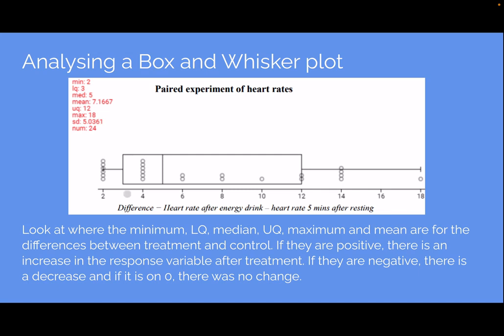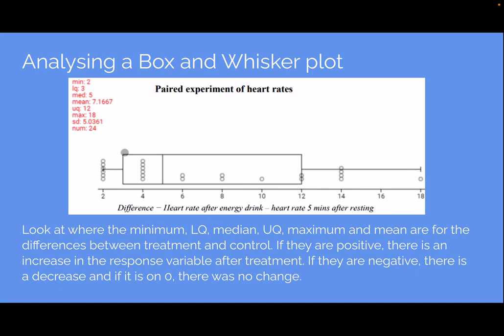in your control. Then you've got your median, so that means half of your group are 5 beats per minute or higher in your treatment compared to your control. Your upper quartile is 12, so that means quarter of your data is at least 12 beats per minute or higher above the control in the treatment. And the maximum difference was 18. So the biggest difference between the heart rate in the treatment compared to the control is 18. It was 18 beats per minute higher.